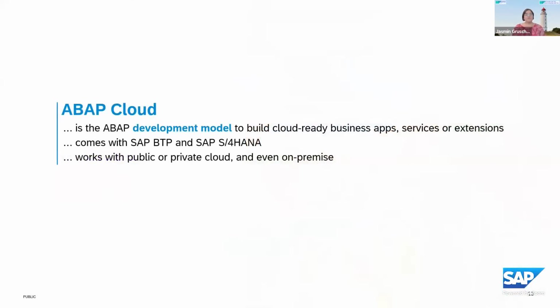So diving into the details, what is ABAP Cloud? As we've seen before, ABAP Cloud is not a product, but it's the new ABAP development model, meaning it gives you the tools and the runtime, the design time to design cloud-ready business apps, services, and extensions. ABAP Cloud is available on the BTP with the SAP BTP ABAP environment. It's available in SAP S/4HANA Cloud, and it's also available for SAP S/4HANA Cloud Private Edition and SAP S/4HANA.